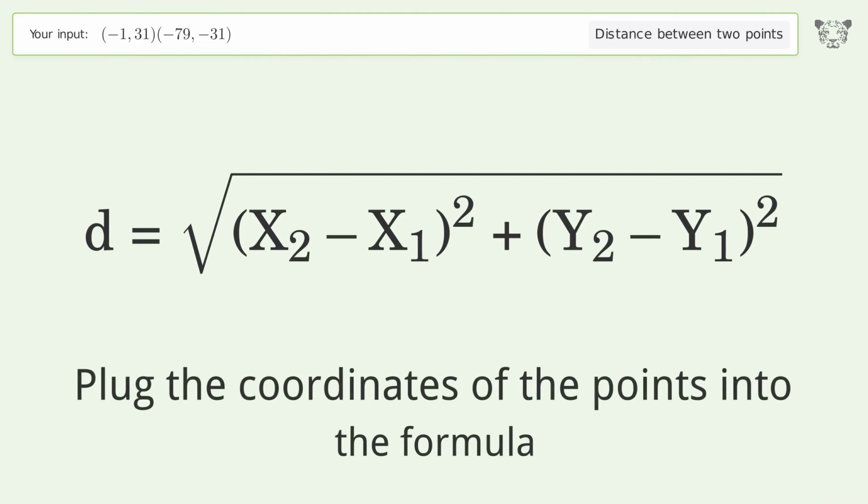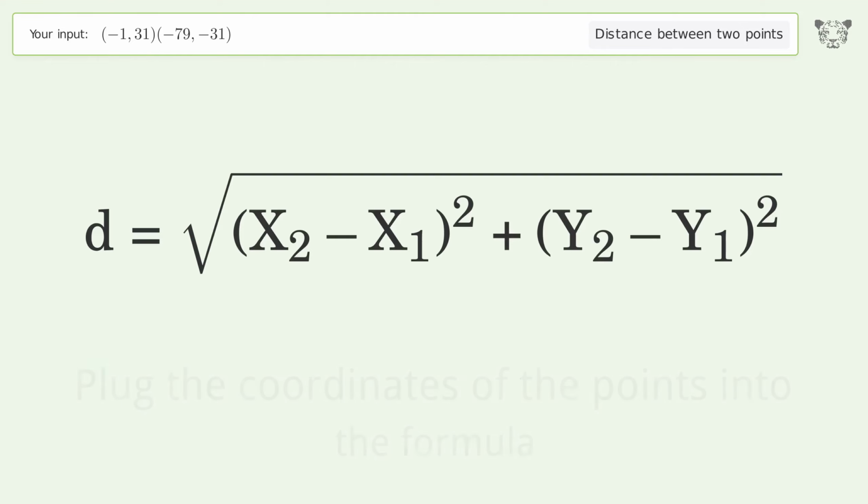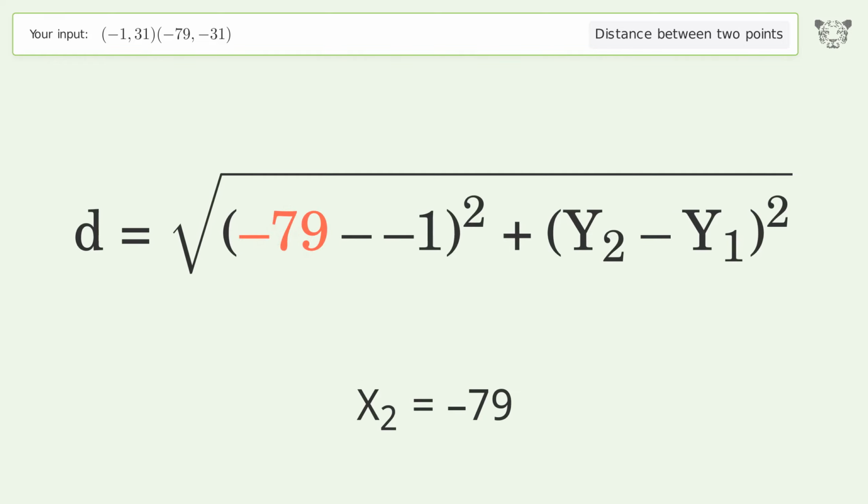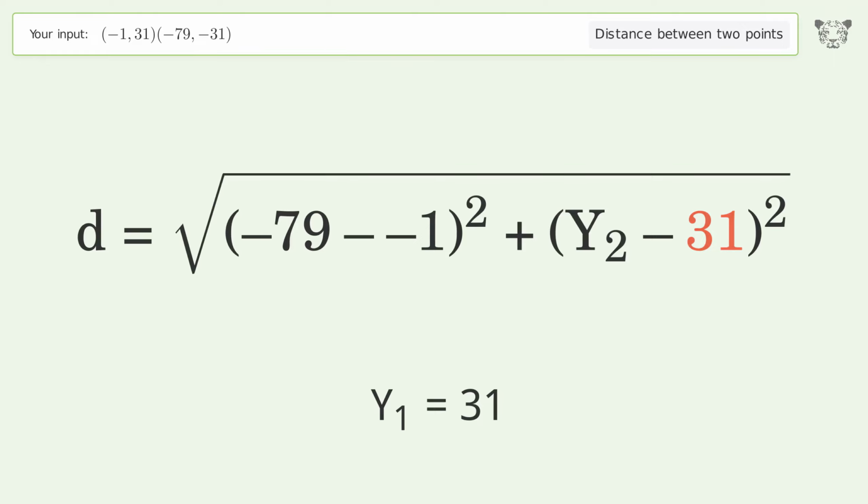Plug the coordinates of the points into the formula. x1 equals -1. x2 equals -79. y1 equals 31. y2 equals -31.